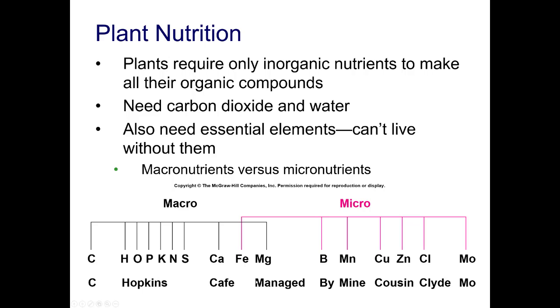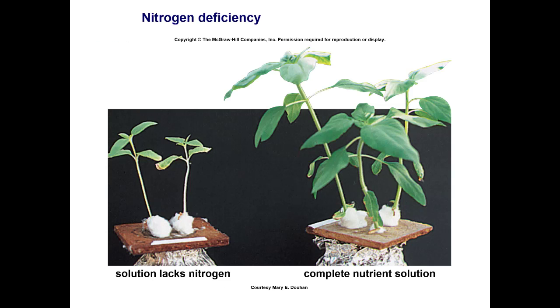But any of these macro or micronutrients will actually cause changes to the plant. And if you're growing plants, there is a whole host of research that has been done about how to determine whether your plants are not actually receiving all the nutrients that they need. And maybe if you need to supplement your soil with a certain nutrient in order to help the plant grow better. One example of this is nitrogen deficiency.